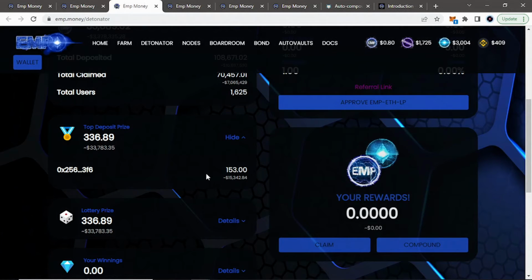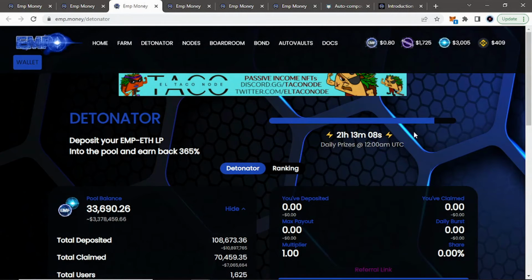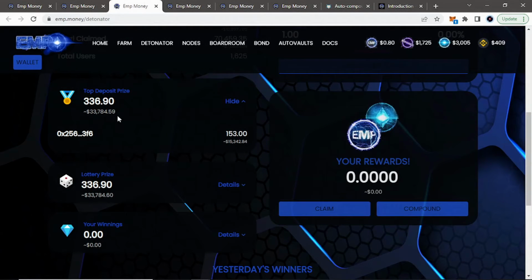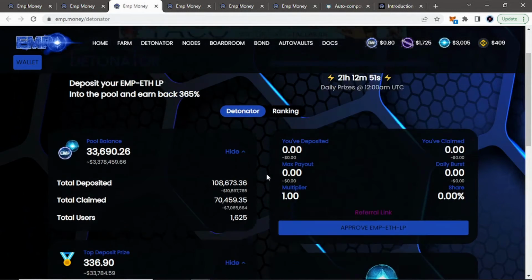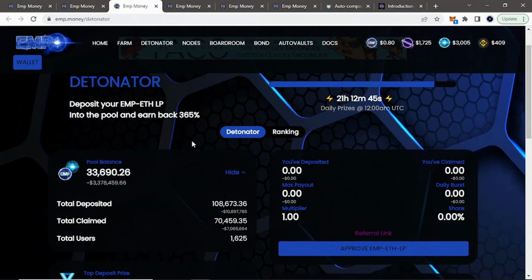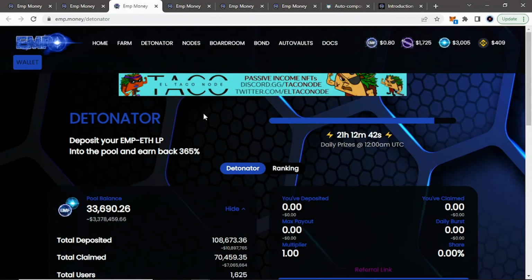So whoever deposits the most in the day, and it's different every day, but today's is going to earn about $33,000. And you can see here the highest person has deposited about $15,000. Now, typically, whenever this timer starts getting all the way to the end, people will start dumping larger amounts of money to get that top deposit prize, or the lottery prize of just a random person depositing for the day will earn about the same amount, 33,000 and some change. So that's the detonator. You get entered to win the prize pool money, or you can just deposit your LPs and get 1% back a day.